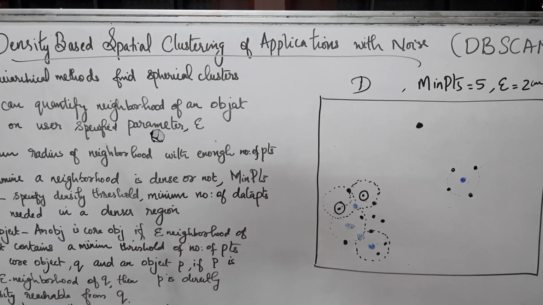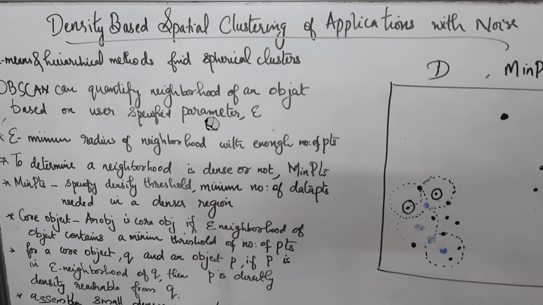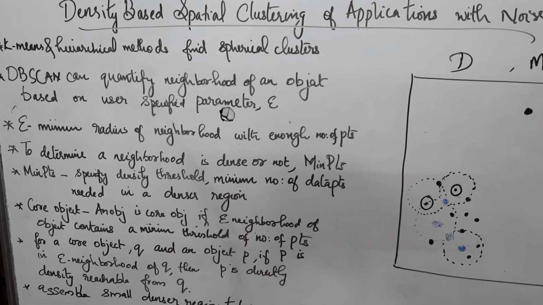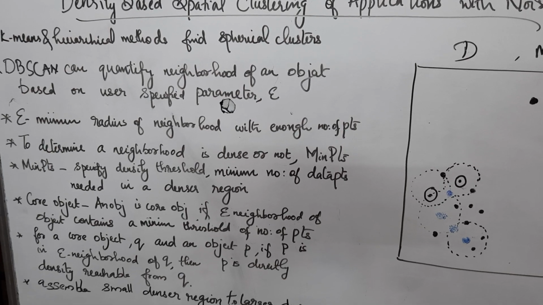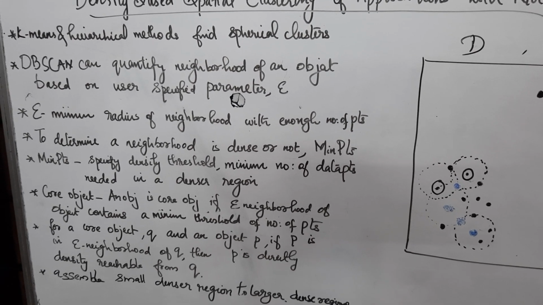We know partitioning methods and hierarchical methods are designed to find spherical clusters. Now we are concentrating on non-spherical clusters. It is not compulsory that all clusters should be in spherical shape. So we will take into consideration DB-scan.